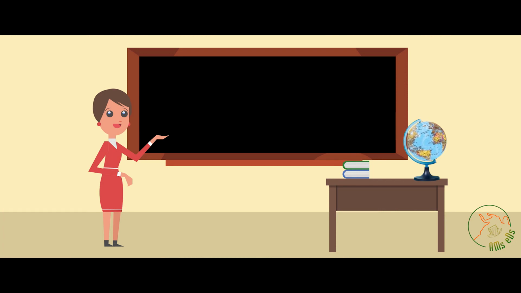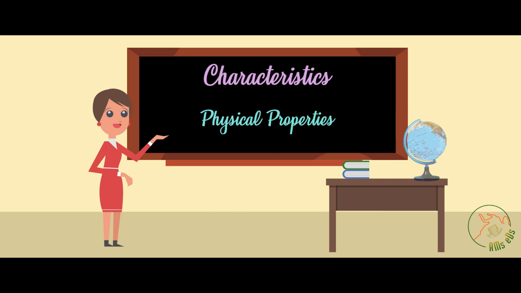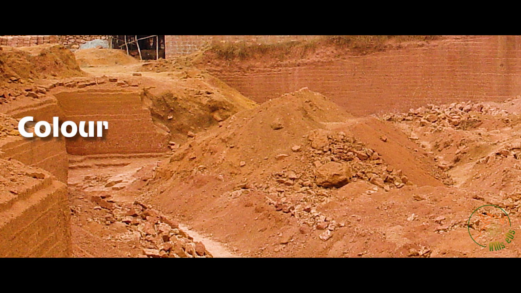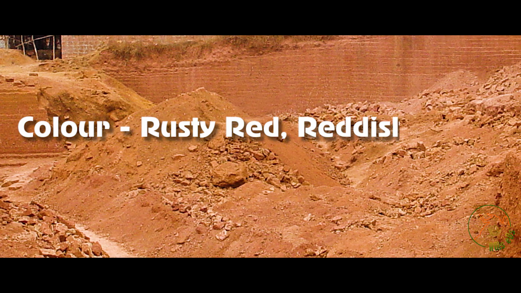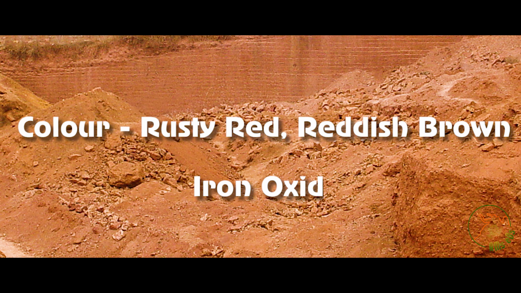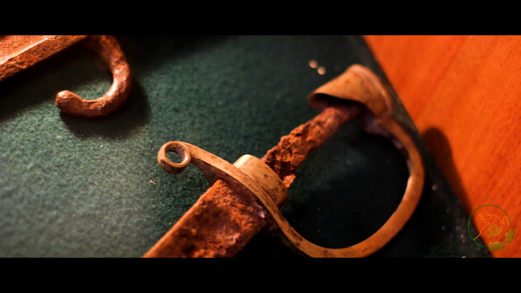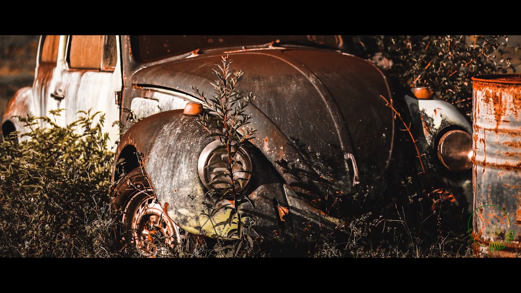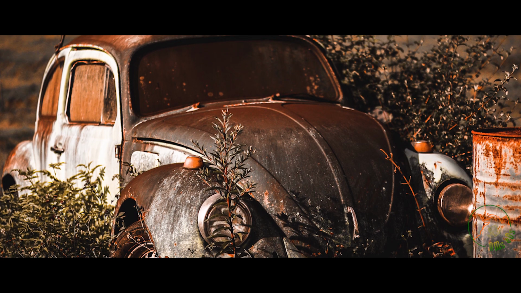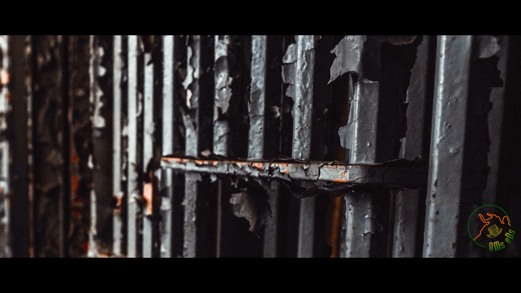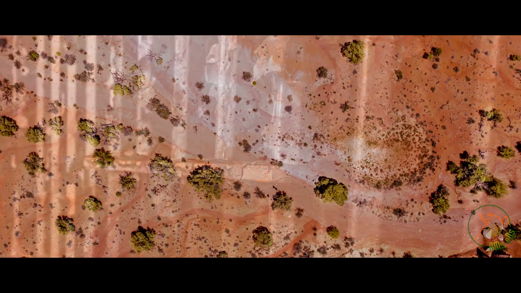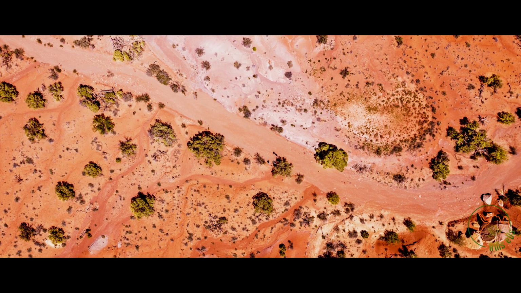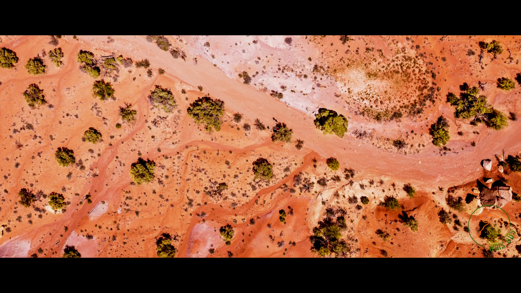When we refer to the characteristics of laterite soil, its physical properties are such that it is of a rusty red or reddish brown color due to its high iron oxide content. You should be very familiar with the rust on knives and metal structures. Rusting is oxidation of iron. With exposure to the atmosphere, the same process occurs in the rocks with iron content. That is why red and laterite soils are mostly red in color.